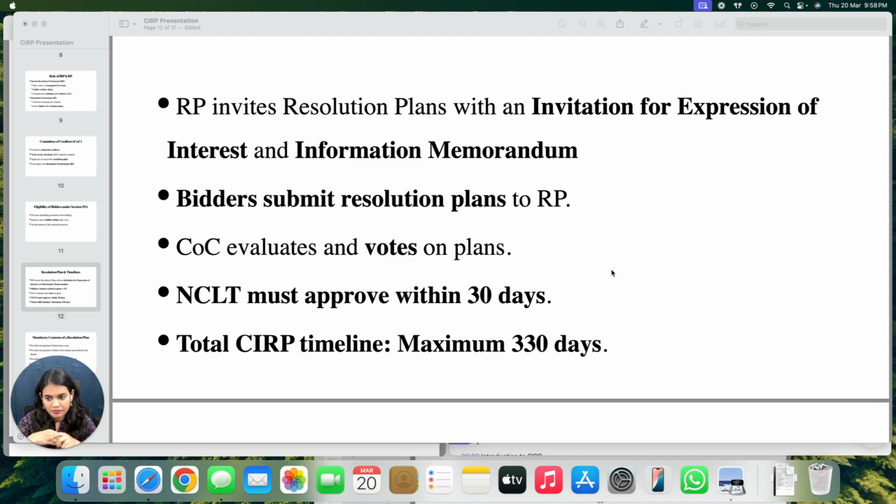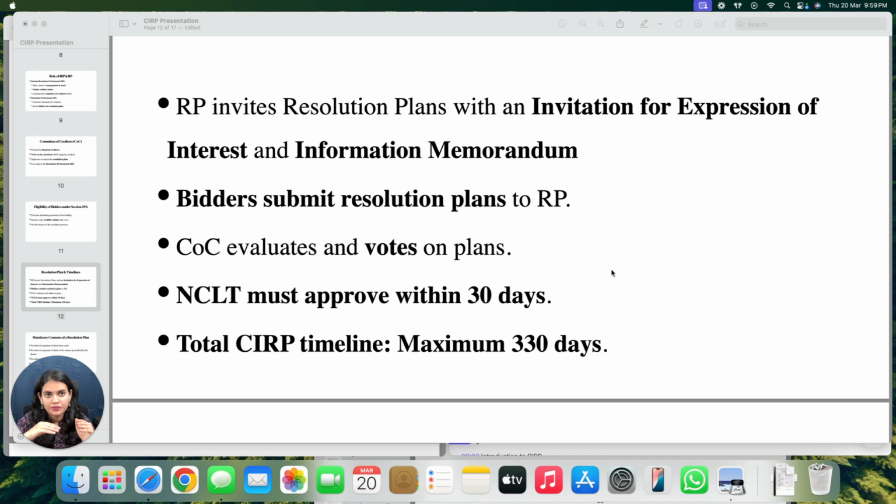So the prospective resolution applicants will be able to access an information memorandum, a bid evaluation matrix, and criteria for eligibility. The eligibility criteria is given at the initial instance itself. A bid evaluation matrix, or a BEM, includes the criteria on which the members of the committee are going to decide the resolution plans. It can have quantitative and qualitative criteria and marking for each of such criteria.